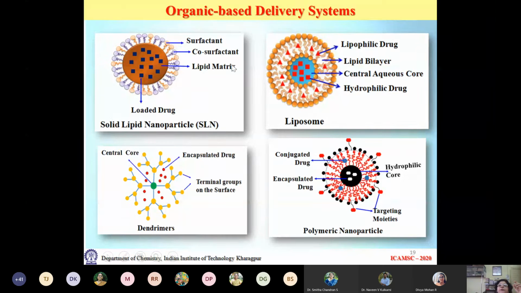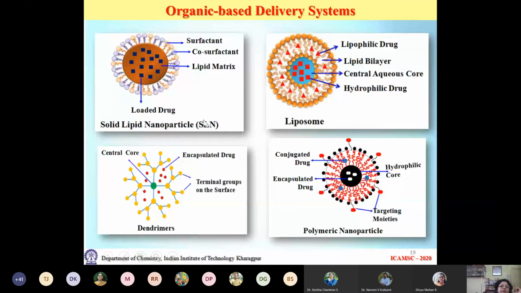Then you have the liposome. Liposome is again a bilayer, a lipid bilayer. The central core may be aqueous. Usually it is aqueous. So if you have any hydrophilic drug, then the liposome system is the best method to have it delivered. The hydrophilic drug can be inside, and the lipophilic drug can be outside, because this is the lipid bilayer, and here you have the enclosed aqueous medium.